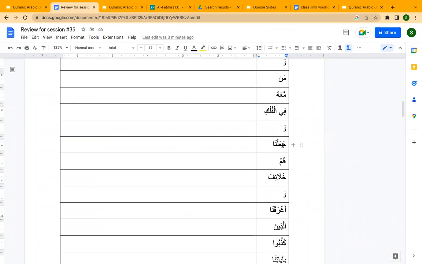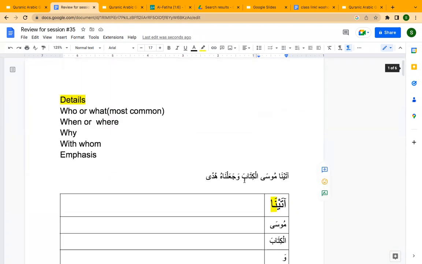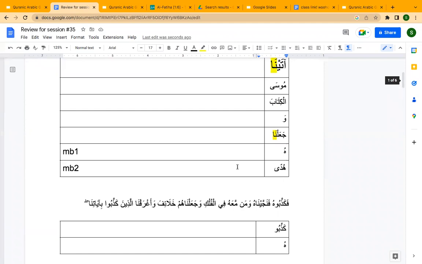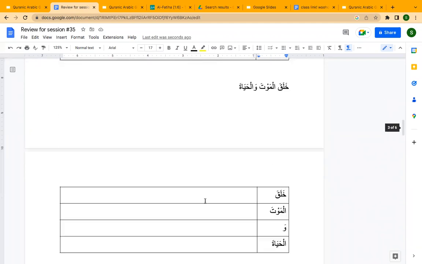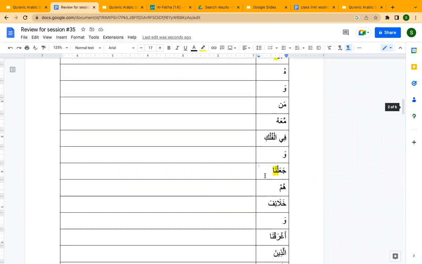Ja'alna, we just did it. Ja'alna, we, madi, because na is my doer pronoun here. I can spot my doer right there. And ja'alna, we made hum. What am I going to label hum? It was attached to ja'alna, and every time a pronoun attaches itself to a fail, it's going to be maf'ul bihi. Who did we make? We made them khala'if.